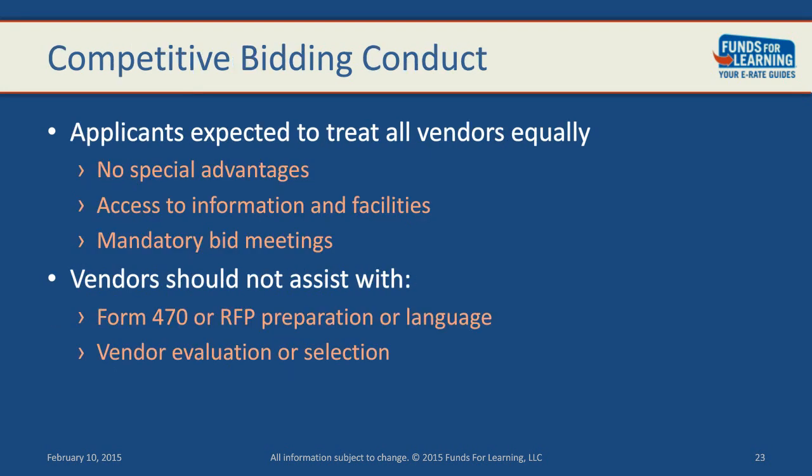Along with all of this, it's important to understand just the basic competitive bidding conduct that is required of both applicants and service providers. For applicants, you are expected to treat all vendors equally. There should be no special advantage given one vendor over another. They should all have access to the same information and facilities. If there are bid meetings and so on, all of that needs to be done in such a manner that it is clear to all parties that this is a fair, open competition.